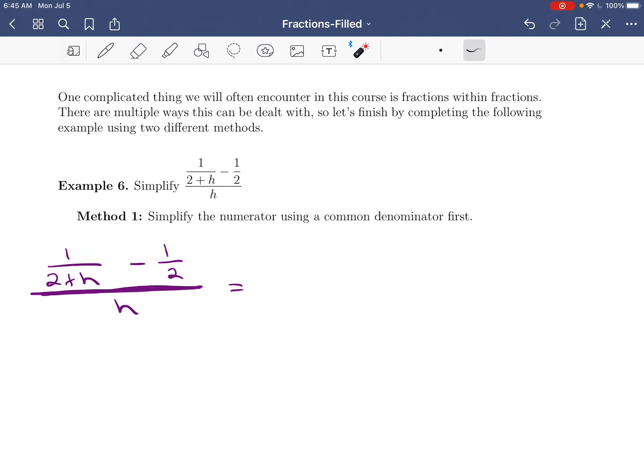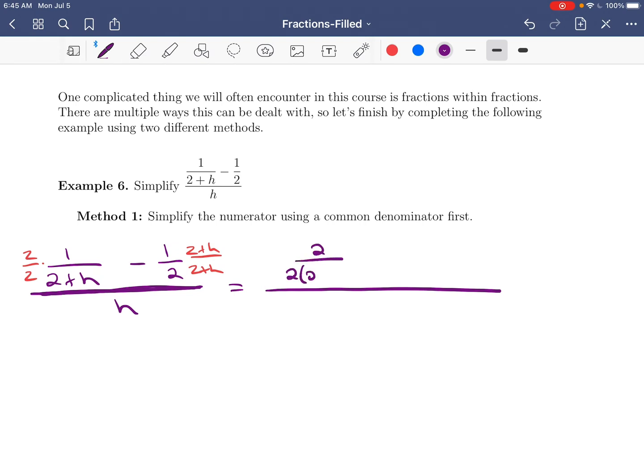So what we need to do, we can only multiply by 1. So I have to multiply this by something to get this, which I can't do because I don't know what h is. So what we can do, so a common denominator you can always use is this denominator times this denominator. Okay, so that's what I'm going to use. So I'm going to times this one by 2 over 2. And over here, I'm going to times by 2 plus h over 2 plus h. Okay, so that's going to give me 2 over 2 times 2 plus h minus 2 plus h over 2 times 2 plus h.